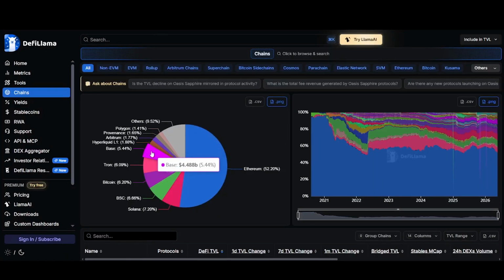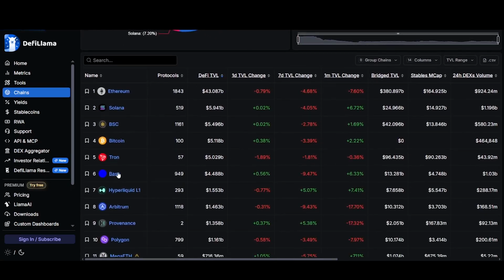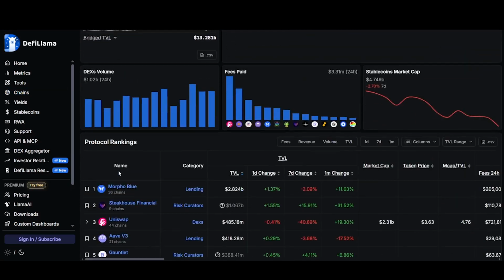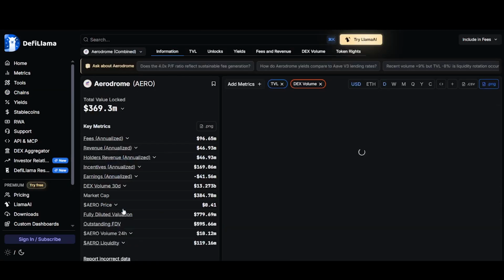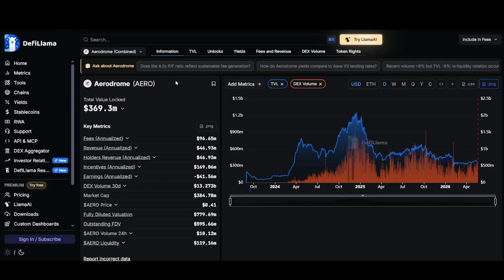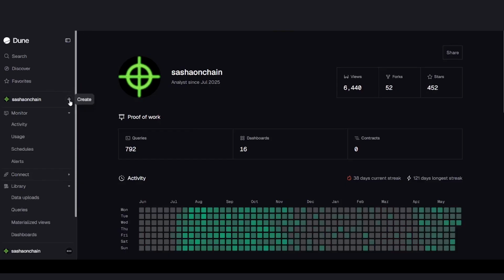Today we'll break down Aerodrome, one of the top DEXs on Base, and look at it through a simple on-chain analysis with SQL. Nothing fancy, just something you could probably run even while making pancakes in the kitchen. Alright, let's start super simple.